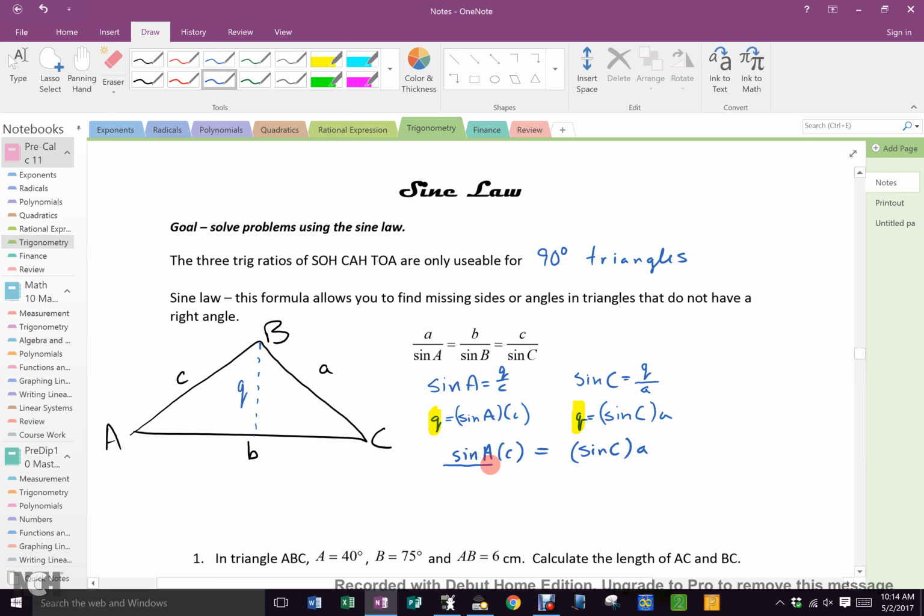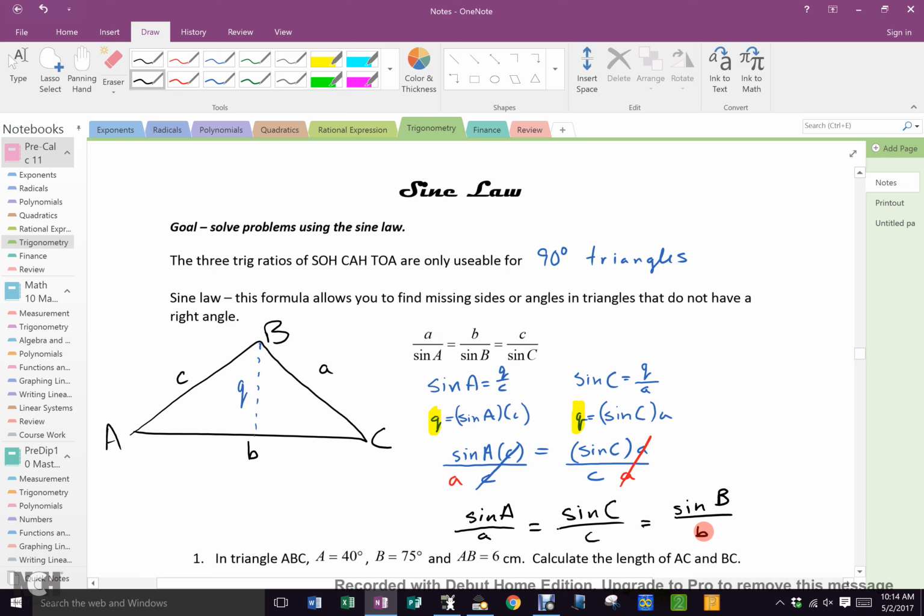Now, if I divide that side by C, and I divide that side by C, what's going to happen to this C? It's going to disappear. If I divide this side by A and this side by A, what's going to happen to that A? It's going to disappear. So that leaves me with sine of A over A must equal sine of C over C. You guys are smart kids. If two things happen in a triangle, what must happen with the third thing? It's got to be the same. Sine B over little b.